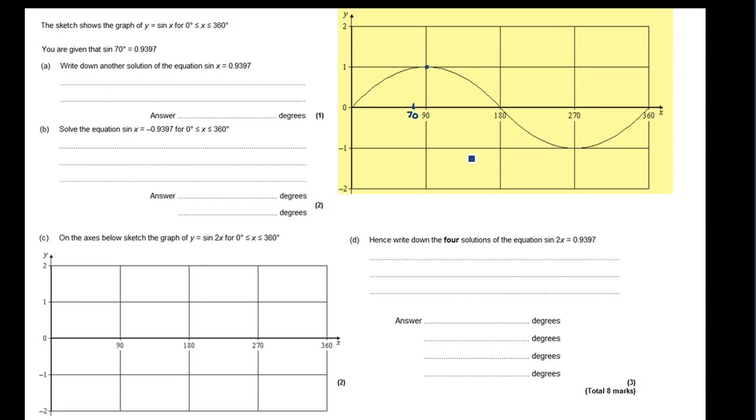Okay, so there's 70. And we know that when you take that up to that point on the curve there, then draw that across, then what they're saying is this value here on the y-axis is 0.9397. And that looks about right. It's just under 1. Okay. In fact, I've drawn it even further down. If I'd drawn it more accurately, it would look something like that.